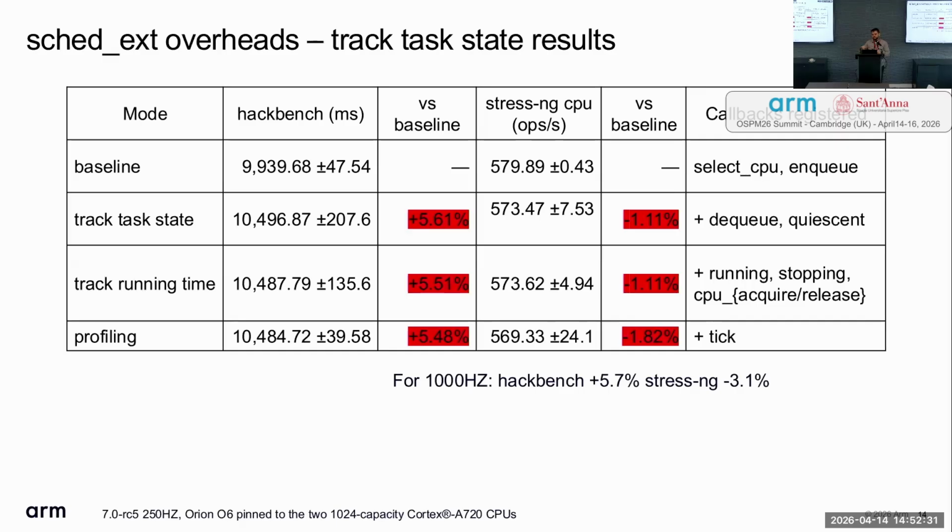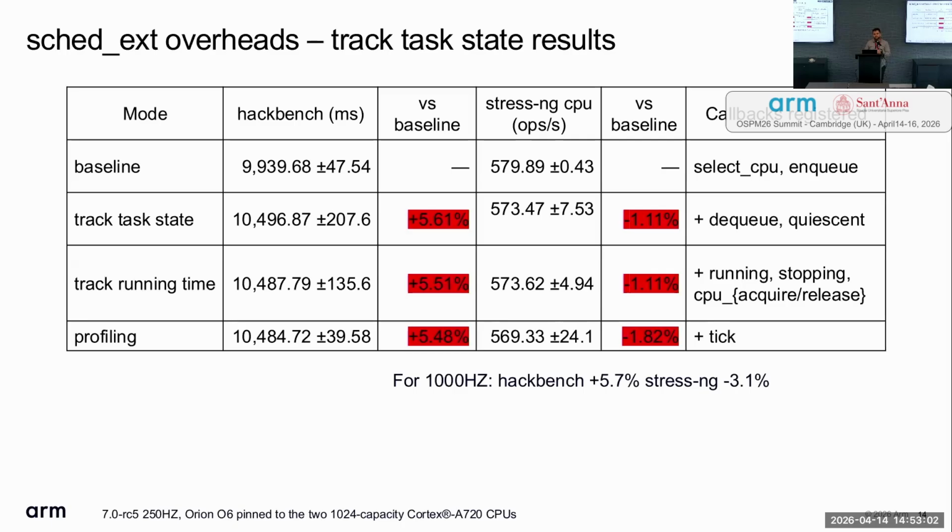Once we implement dequeue and quiescent, to track just the wake up bits, which really isn't that useful in and of itself, we already see basically 5.5 on Hackbench and a bit more than 1 on StressNG. Surprisingly, then adding running and stopping, CPU acquire and release, that's basically free at that point.